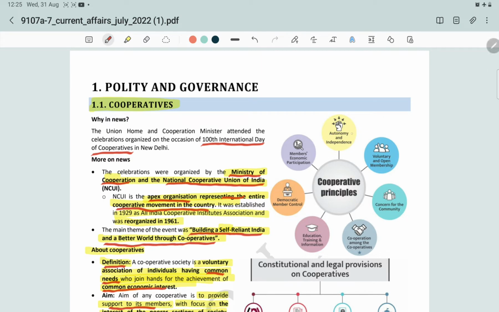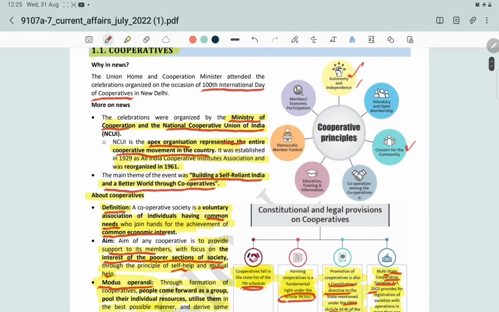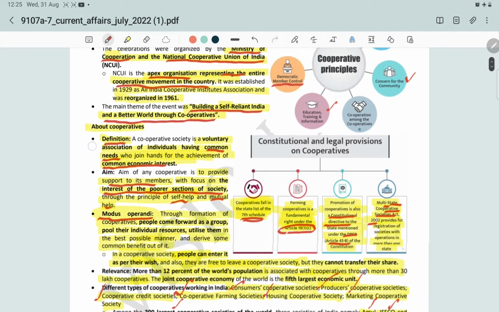And here are some principles of cooperatives. What are the principles? It is autonomy and independence, and it is a voluntary association, and it is open membership, that the people are free to join the cooperative. Concern for the community because they have some common economic interest, cooperation among the cooperatives, and education, training and information, democratic member control, members' economic participation.